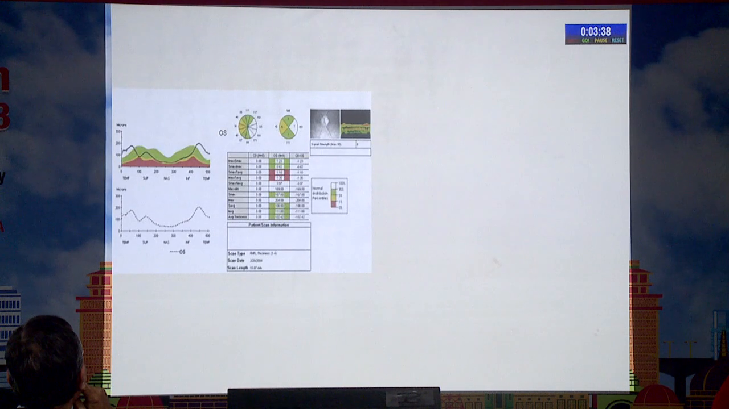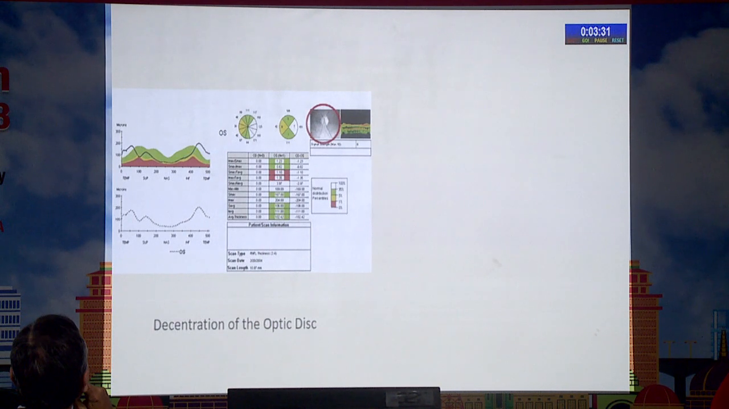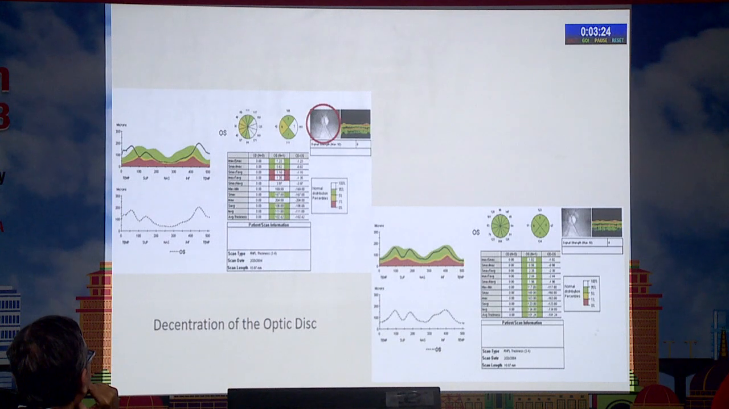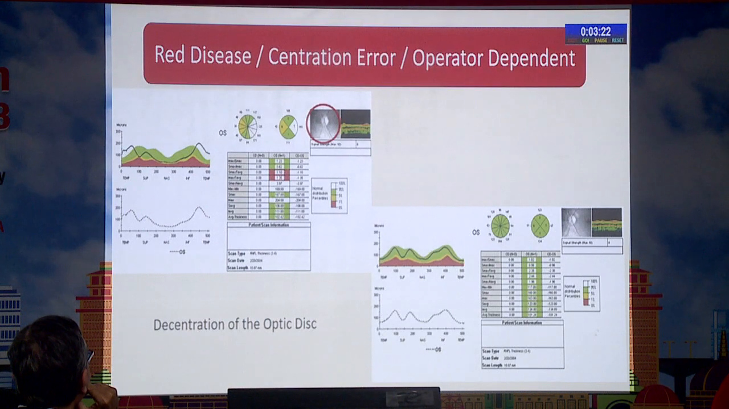This is Cirrus printout showing red areas in the RNFL table. So when we see carefully, the disc has not been centered properly. So when we center the disc, all the colors change to green. So this is a centration error by the operator.